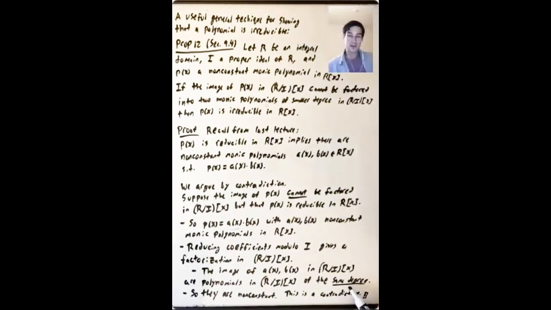Why are they the same degree? Well, these polynomials are monic. So when we reduce the coefficients modulo I, what we get are still monic polynomials, and the degree is the same. The leading coefficient in this reduce mod I operation can't go from being 1 to being 0. Like the degree of the image can't go down. So what we get are two polynomials that have the same degree.